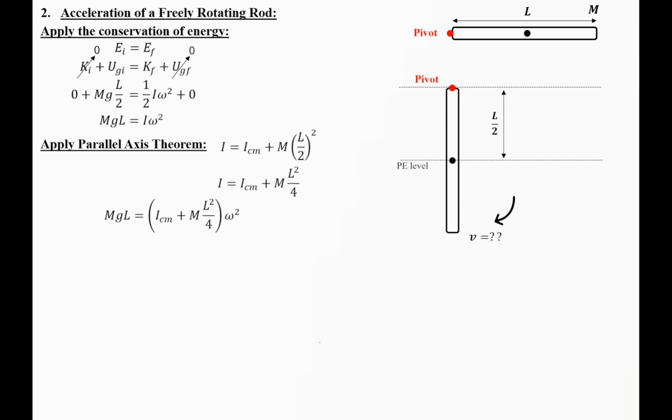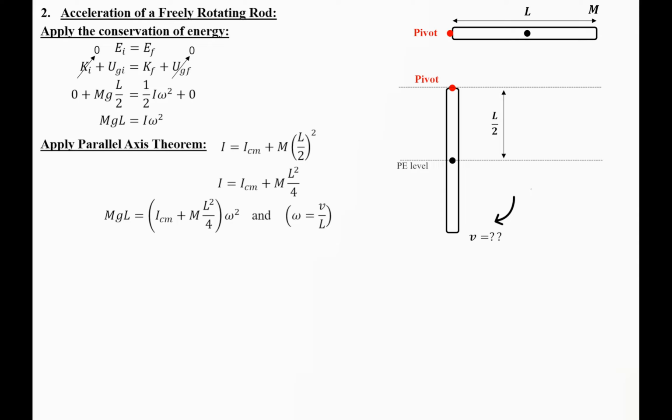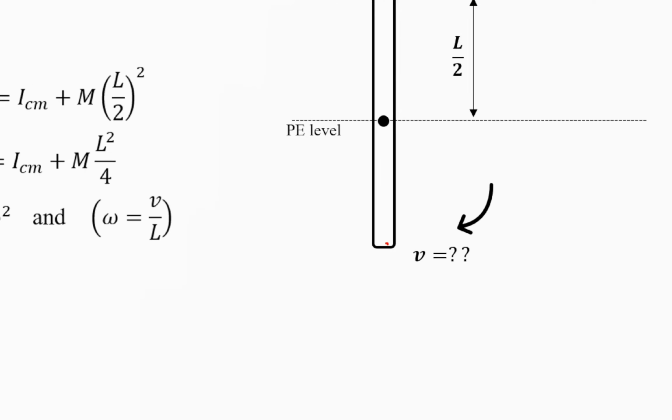So that would be ml square over 4. And we know that omega can be related to v by v over L. Now why specifically L? Pay attention, this is very important. Here we're interested in determining the speed of the bottom of the rod.